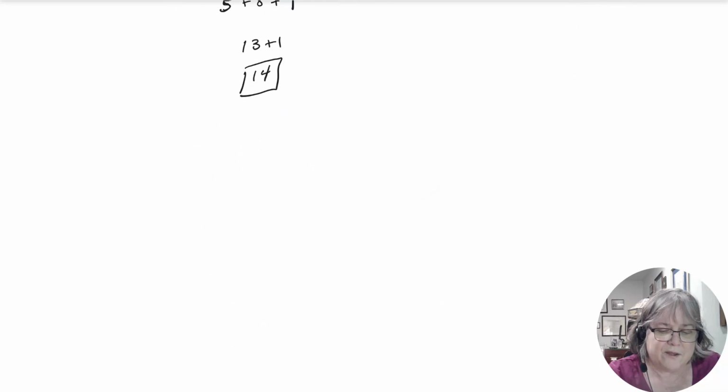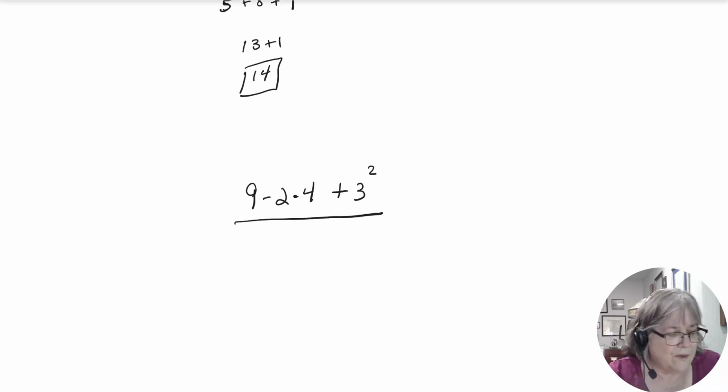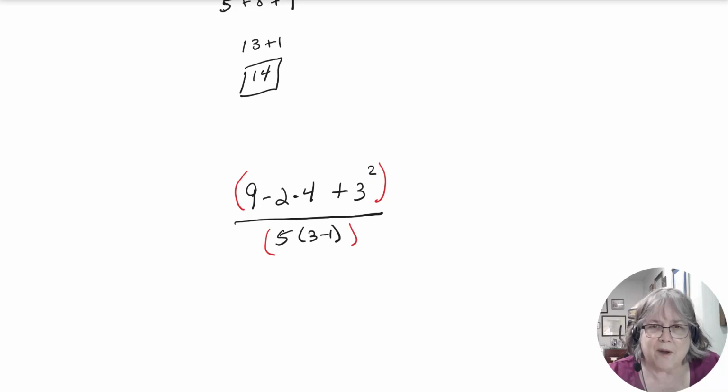Now, if you have fractions, let's say 9 minus 2 times 4 plus 3 squared over 5 times 3 minus 1. Now, the fraction bar sort of fits in with the parentheses, so the fraction bar separates this into a numerator section and a denominator section, the top and the bottom. So you have to work the top down until it's all simplified, and the bottom down until it's all simplified, and then you work the two together to reduce them. All right? So we're going to work in the numerator.